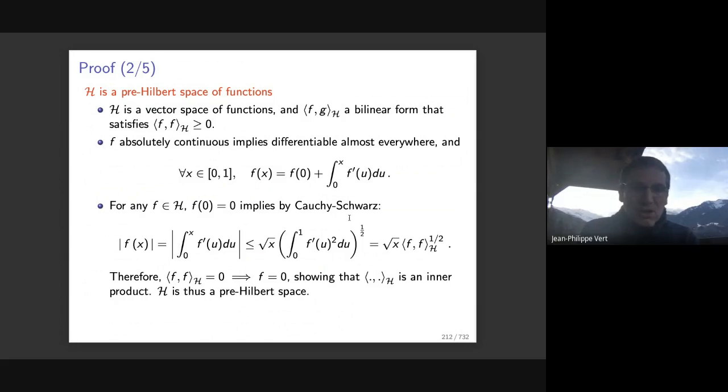So finally, we can upper bound f of x in absolute value by square root of x times the square root of f bracket f. And so this implies that if f bracket f is equal to zero, then f of x is equal to zero for any x. So f is the zero function. So this allows us to conclude that the bracket is in fact an inner product, because it's non-negative, and it's equal to zero if and only if f is equal to zero, and therefore that the space capital H is a pre-Hilbert space, meaning a vector space endowed with an inner product.